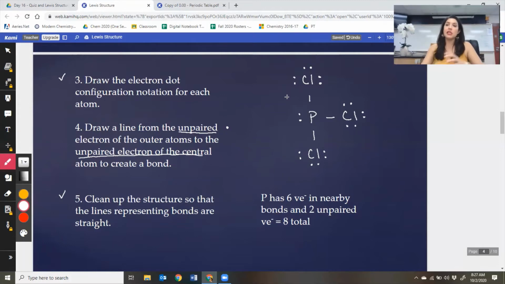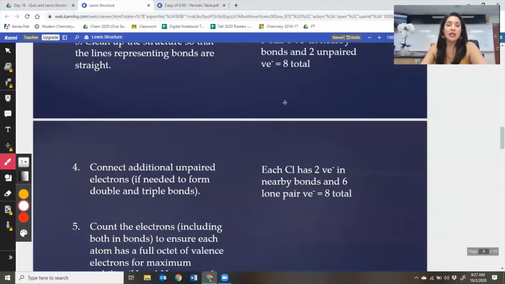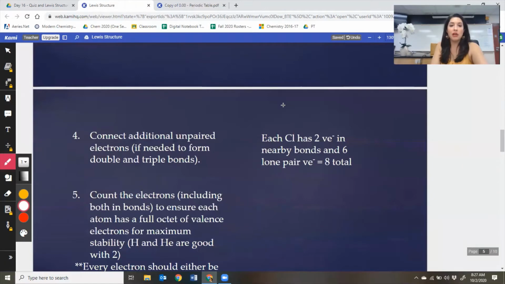The next step is to check and make sure that this is satisfying the octet rule as much as possible. So what I've written here is connect any additional unpaired electrons if needed. In this case, we don't need to form double and triple bonds. And we'll do an example of that a little bit later on today.